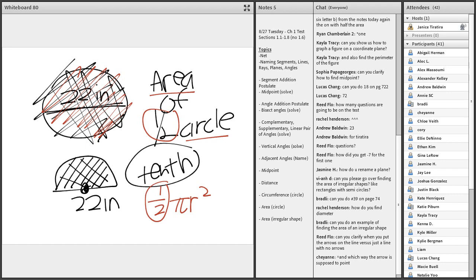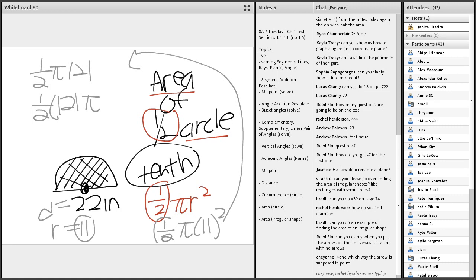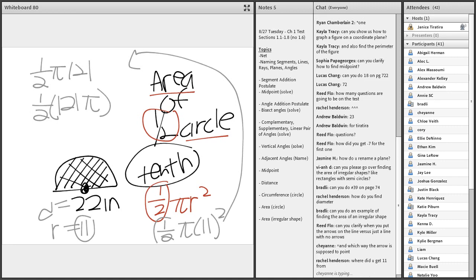Okay, so I don't have the radius. The diameter is 22. The radius is half. I need to use 11. So I have half, because it's half a circle, times pi 11 squared. What's 11 squared? That answer is 121. So now I have half of 121 pi, basically. I'm going to type all this in, or I could even say this is 60.5 pi if I really wanted, right? So I need to punch this in my calculator.